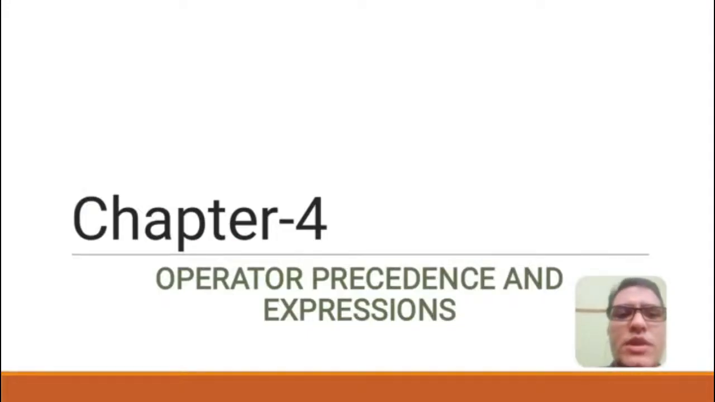Welcome to Chapter 4, that is operator precedence and expressions. As we know, precedence stands for the priority of an operator. Whenever we are calculating some expressions, we use various kinds of operators. To evaluate that expression, we should know the rank of each operator. We use precedence for this, and we also define whether the expression should be evaluated from left to right or right to left. This concept is called associativity.